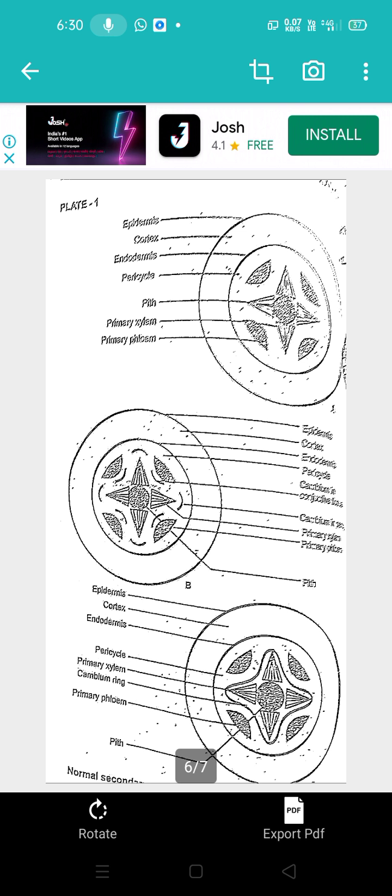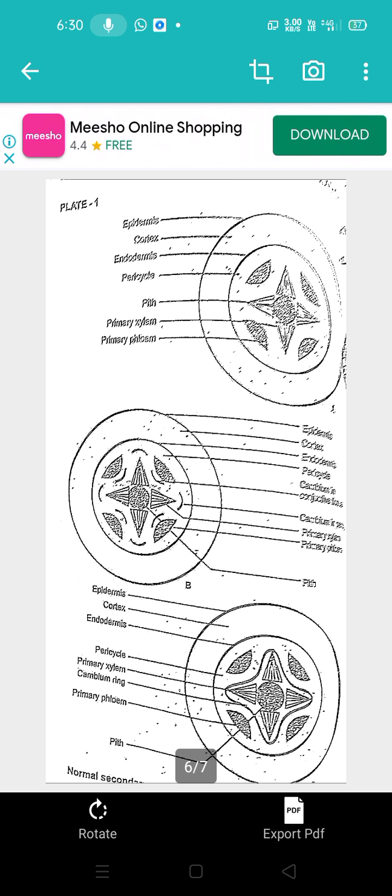This wavy ring of cambium, these cambium cells are meristematic in nature. They develop secondary xylem on the inner side and secondary phloem on the outer side, and due to the addition of the secondary xylem and secondary phloem, the girth of the plant may be increased. In this way, secondary growth occurs in the dicot root.